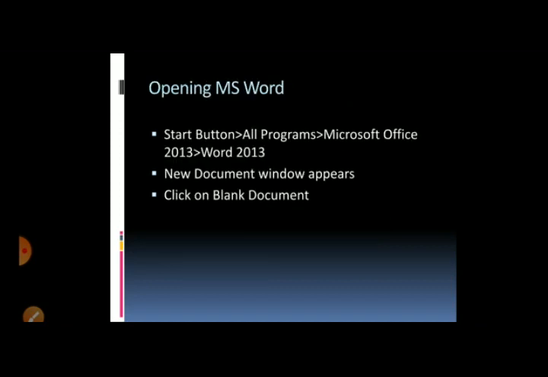Next, how can you open MS Word? You have to follow some major steps. First, go to the Start button. Under the Start button, you will find All Programs. After that, go to Microsoft Office 2013. If you don't have Microsoft Office 2013, you can go with another Microsoft Office version like 2007, 2016, or Open Office. Many Office versions are there. You can open it. After that, I am taking Microsoft Office 2013.